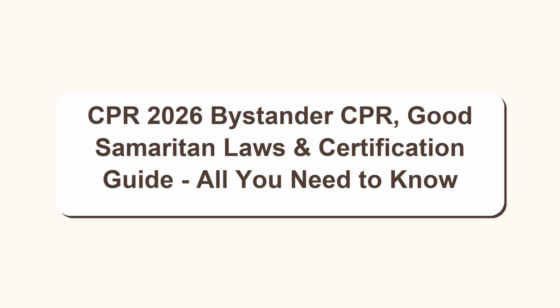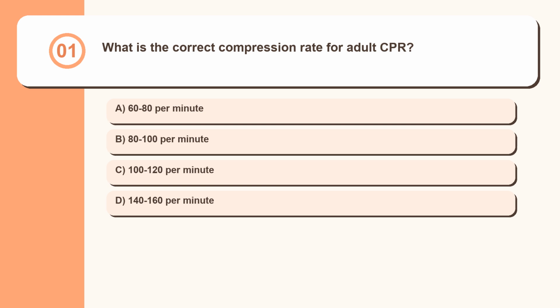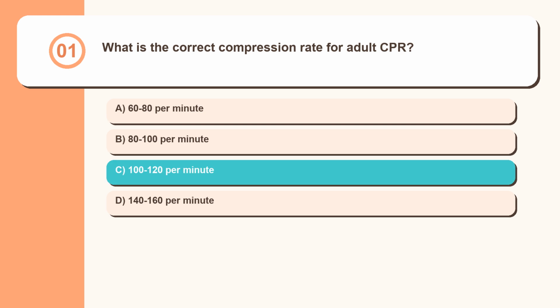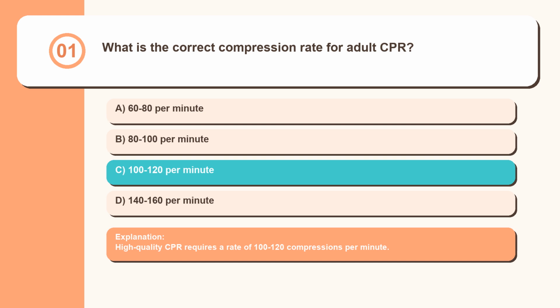CPR 2026 Bystander CPR, Good Samaritan Laws and Certification Guide. All you need to know. Question 1. What is the correct compression rate for adult CPR? 60 to 80 per minute, 80 to 100 per minute, 100 to 120 per minute, 140 to 160 per minute. High-quality CPR requires a rate of 100 to 120 compressions per minute.